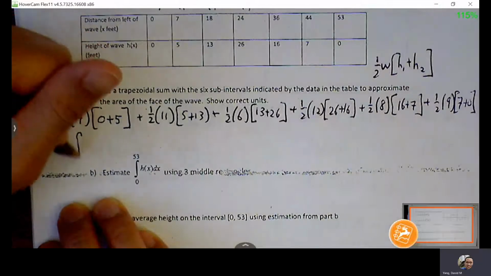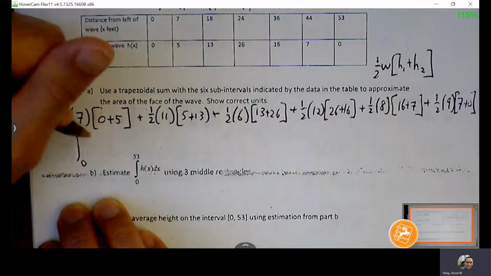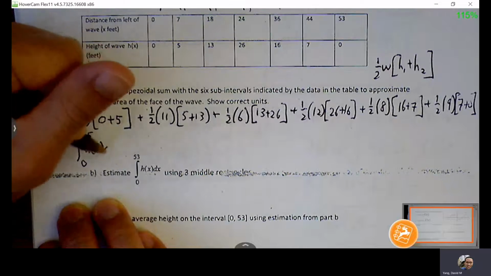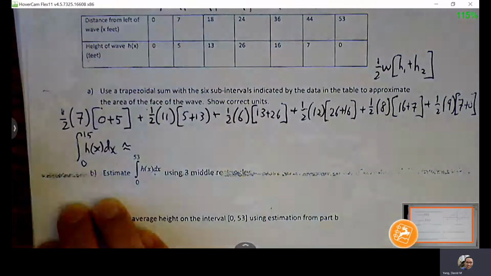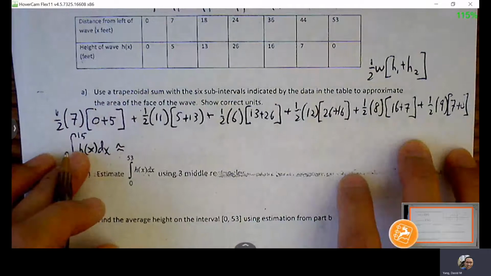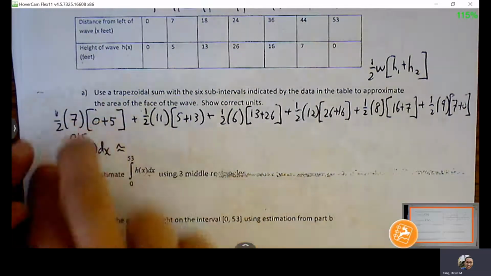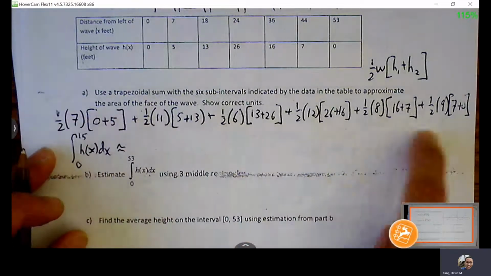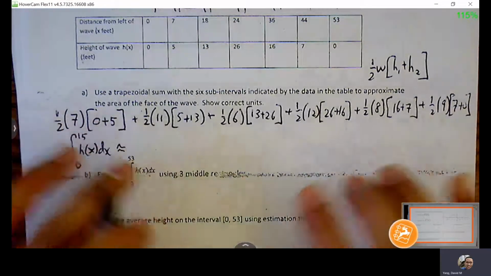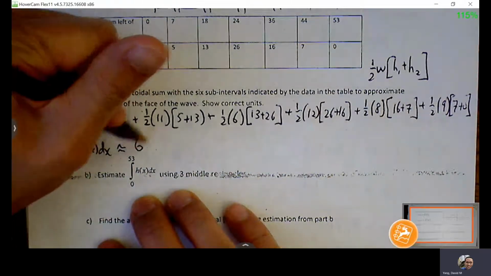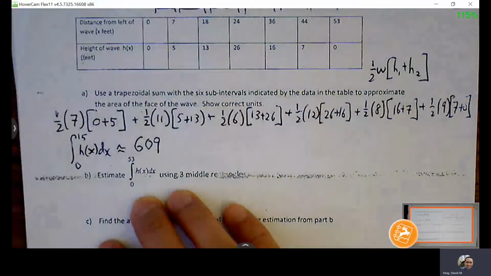So essentially, the integral from 0 to 53 of h of x dx can be approximated using area of trapezoids here. And let's skip all the plugging in, because if you do, you just spend all that time multiplying or adding those values together. It'll give you 609.